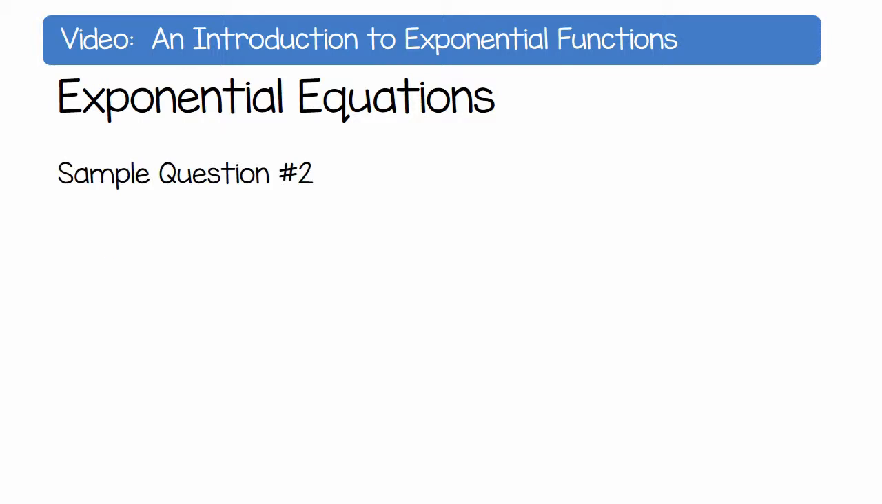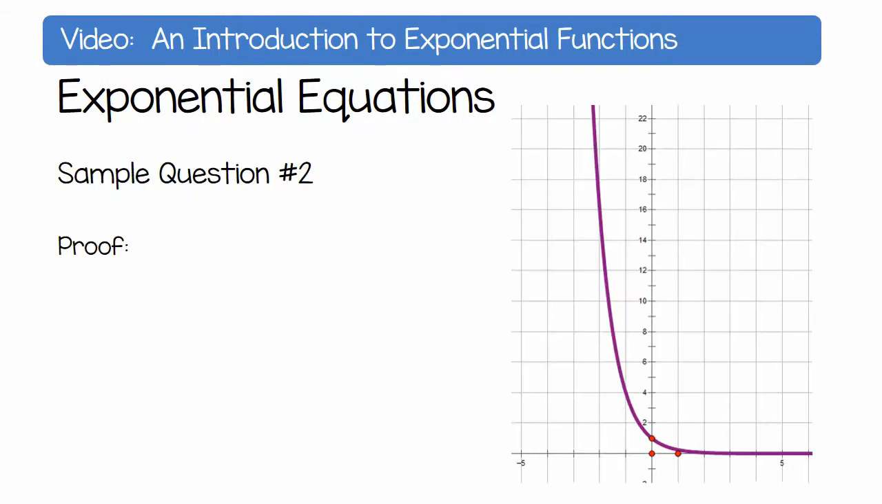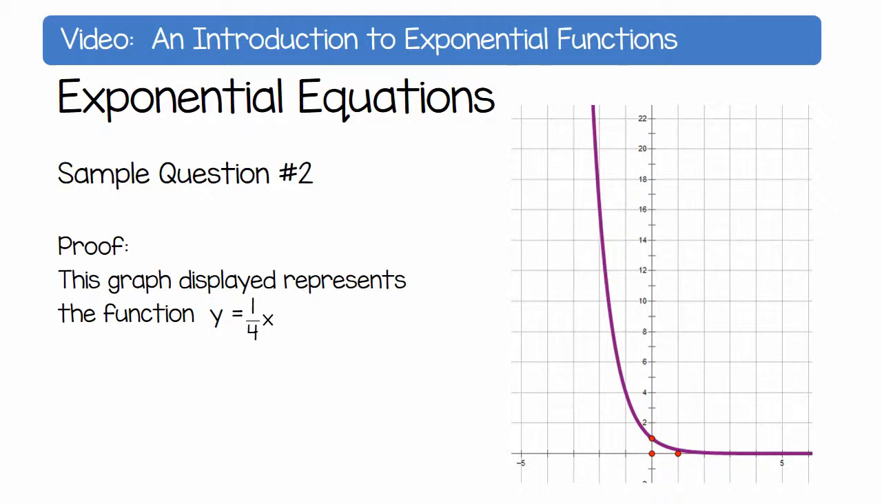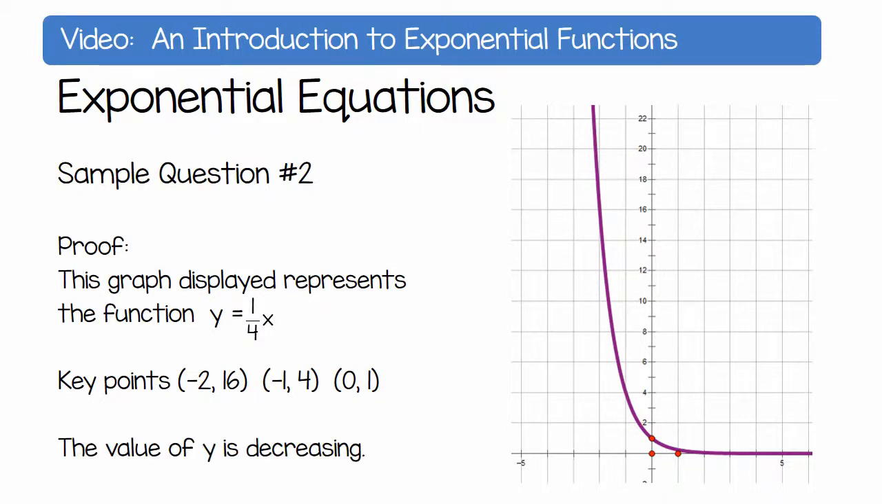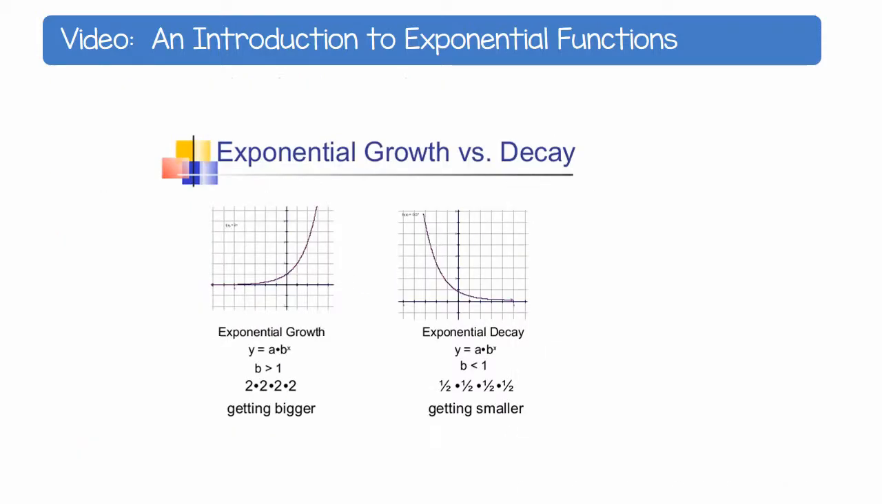Sample question number 2. Proof. The graph displayed represents the function y = (1/4)^x. The key points (-2, 16), (-1, 4), and (0, 1) show that as you move from left to right the graph is decreasing, which makes it decay. Remember, exponential growth, exponential decay.